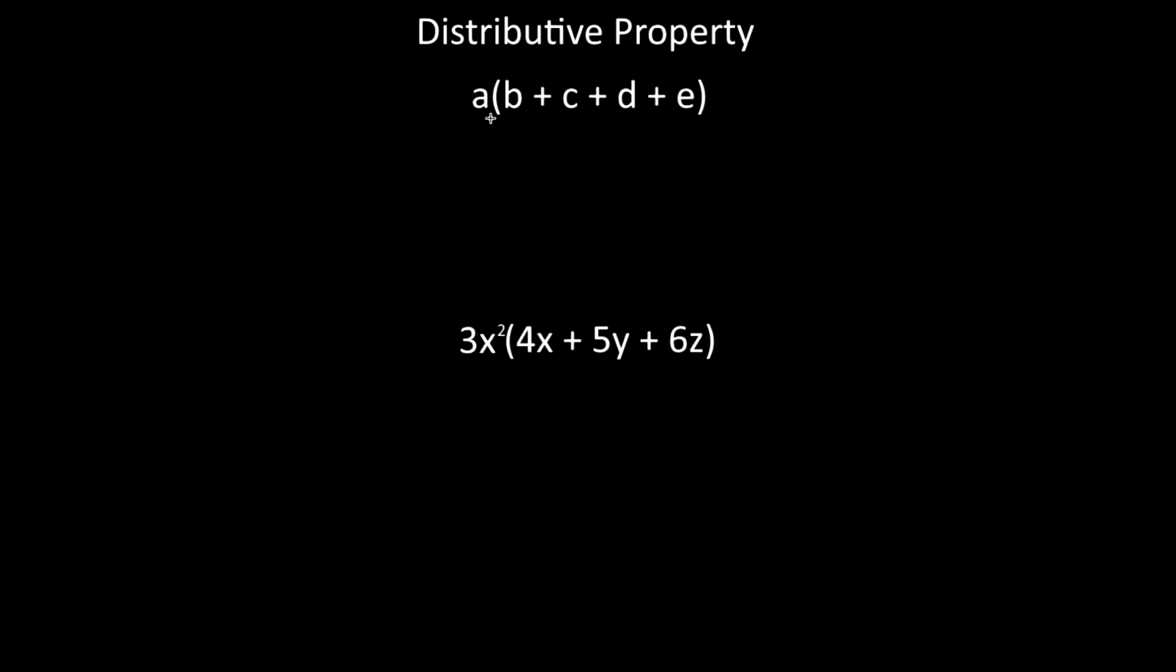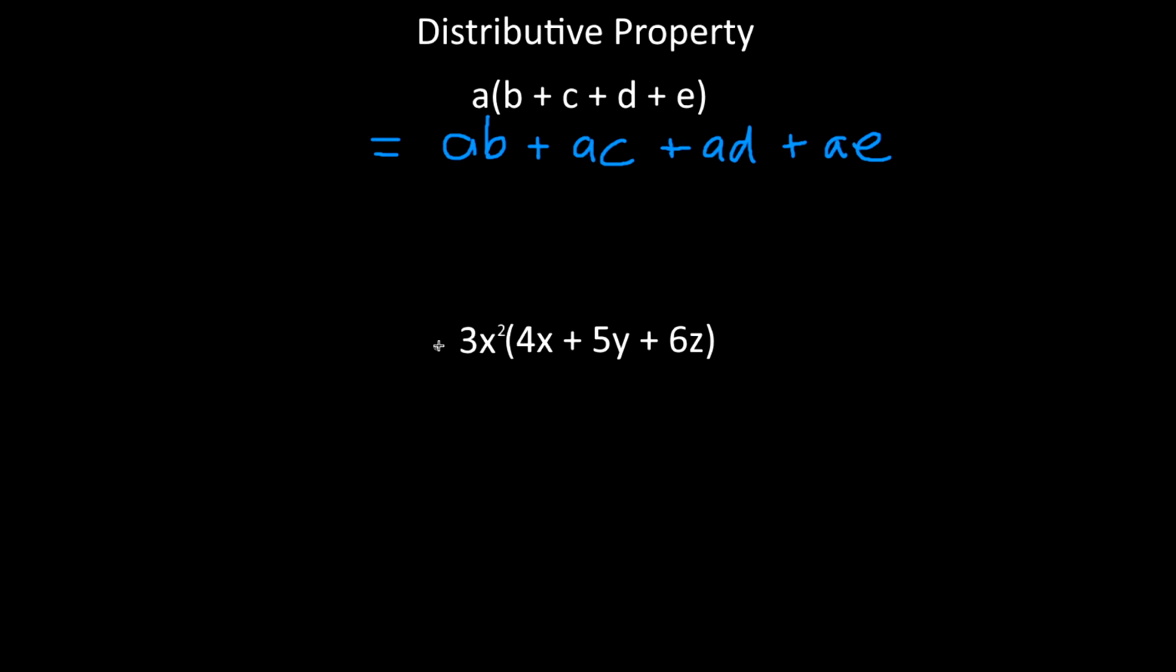Now, what if there are more than two terms inside the brackets? For example, how would we expand a(b + c + d + e)? Well, it's simple. You just distribute the a to every term inside the brackets. This would be equal to ab + ac + ad + ae. And this works for any number of terms inside the brackets.